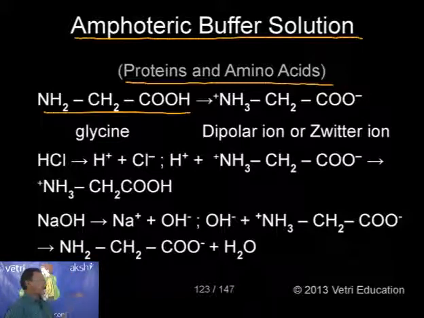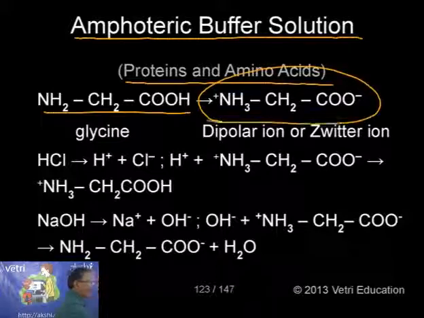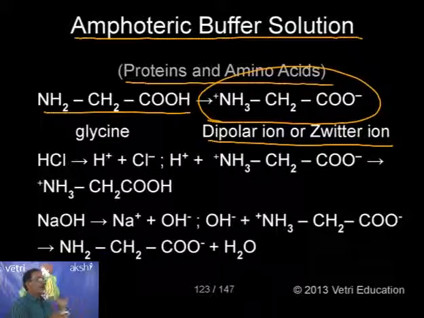So you take glycine. It will always exist in the form of a dipolar ion, or zwitterion. What is a dipole? One part will be positive, the other part will be negative. So actually, what is happening?